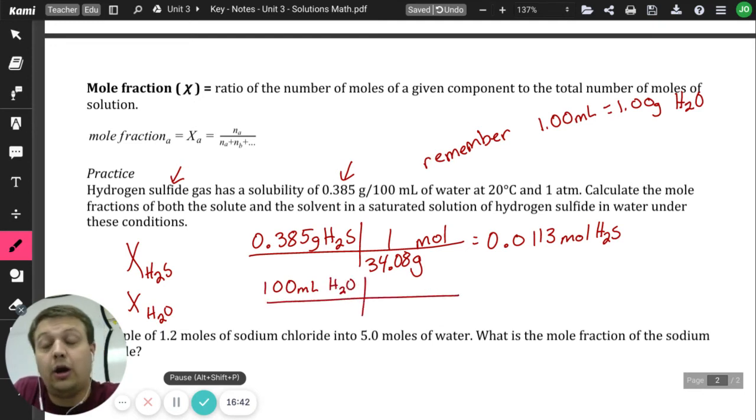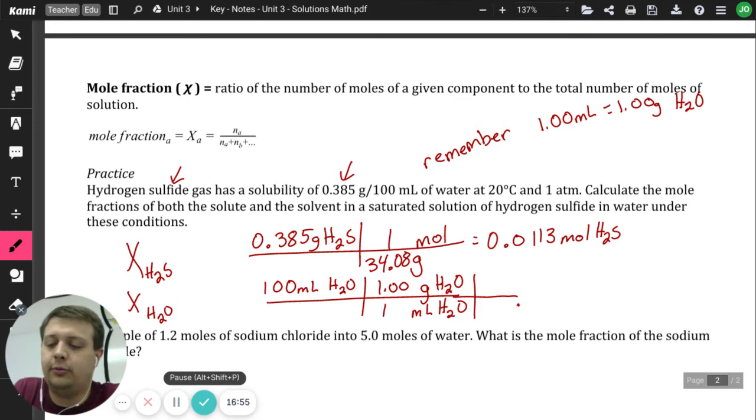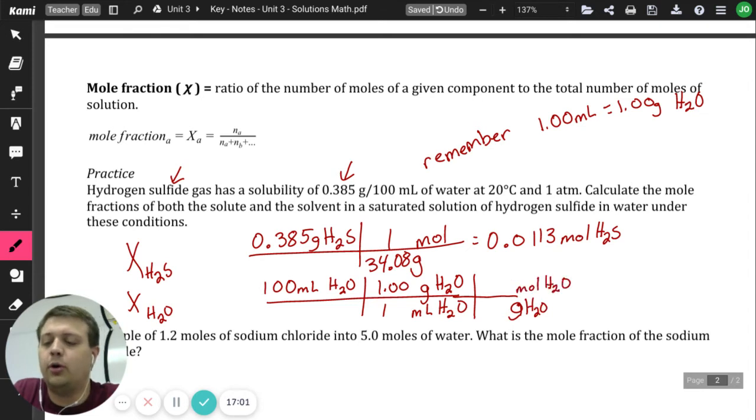So we are going to go from milliliters of water into grams of water. And we have 1.00 grams for every 1 mole. Well, now we're in grams, so we're going to go from grams of H2O into moles of H2O using our molar mass. 18.02 would be the molar mass of water. Plug that into our calculator, and we find we have 5.55 moles of H2O. All right.